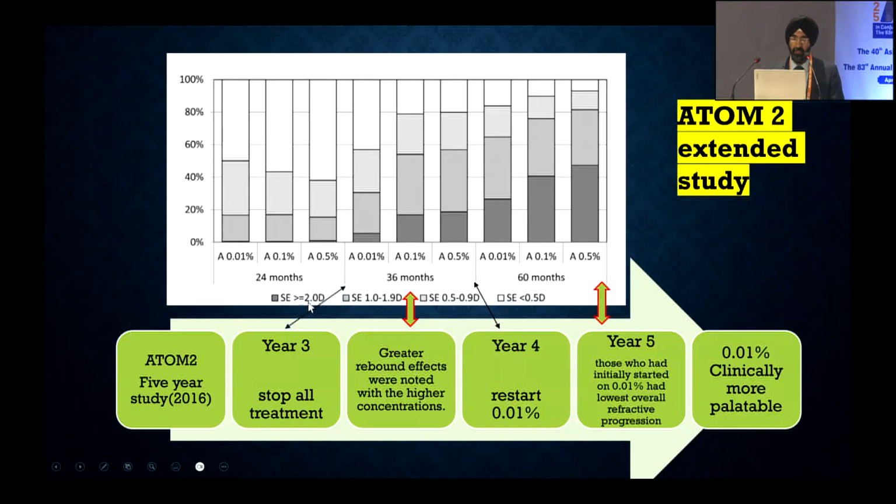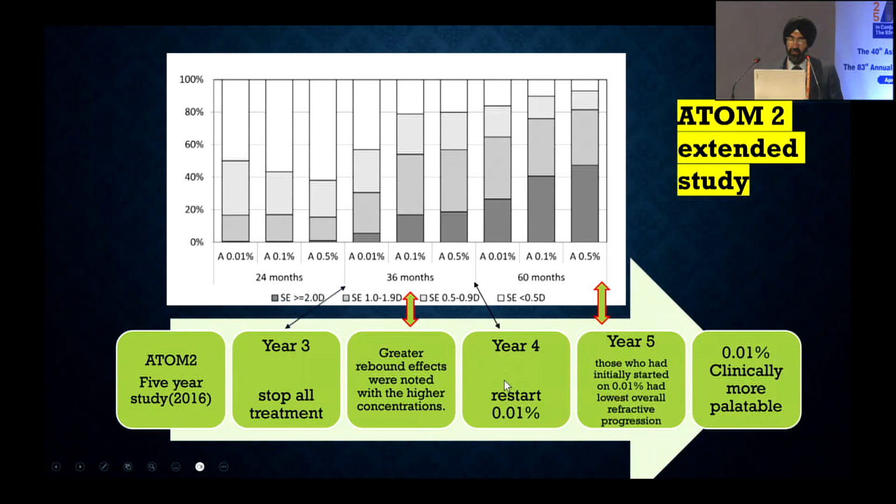Basically, if you see, these dark areas are the higher spherical equivalent, that is almost more than 2 diopters. So again, it was a 5-year study. They gave 0.01%, 0.1% and 0.5% for 2 years. Then there was a washout period for 1 year. And what they found was that a greater rebound effect was noted with the higher concentration. So that is the higher refractive error coming in the 0.5% group.